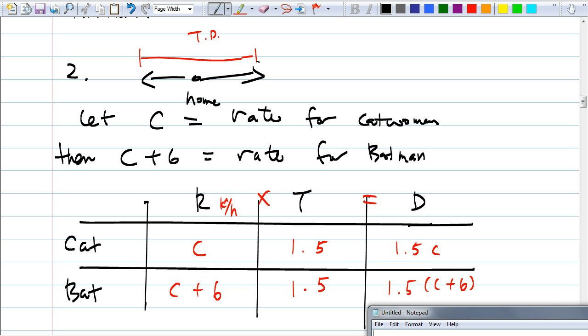If they are 18 kilometers apart after 1.5 hours. Good. So after 1.5 hours, how far are they apart? 18. Now, can you represent that 18 kilometers using these distances that we have? How would you do that?